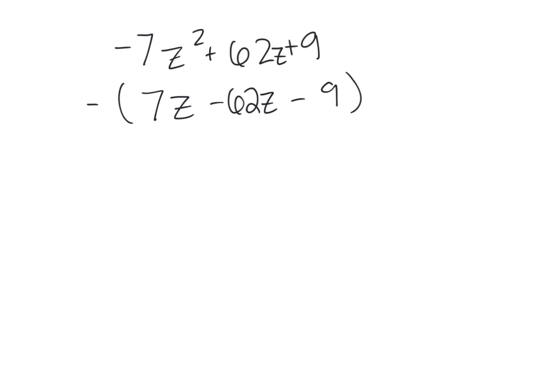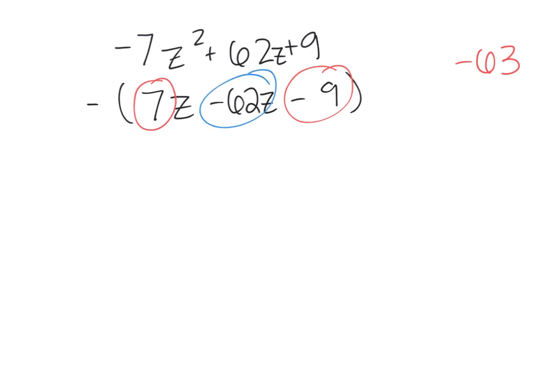But we'll still do that AC method. We have our 7 and our negative 9. So we multiply to negative 63, and then we add to the negative 62. So what's going on here? Well, since it is multiplying to a negative, I need to have one of them negative. There we go, -1 and 63.